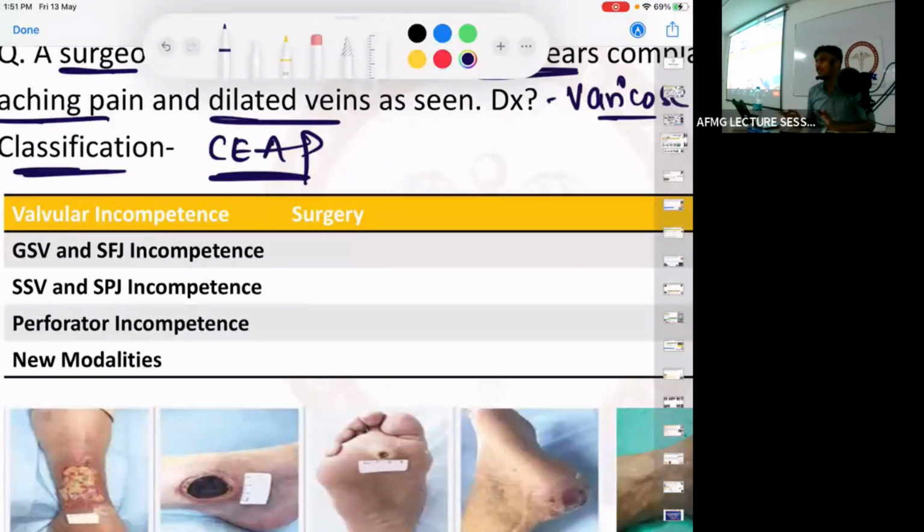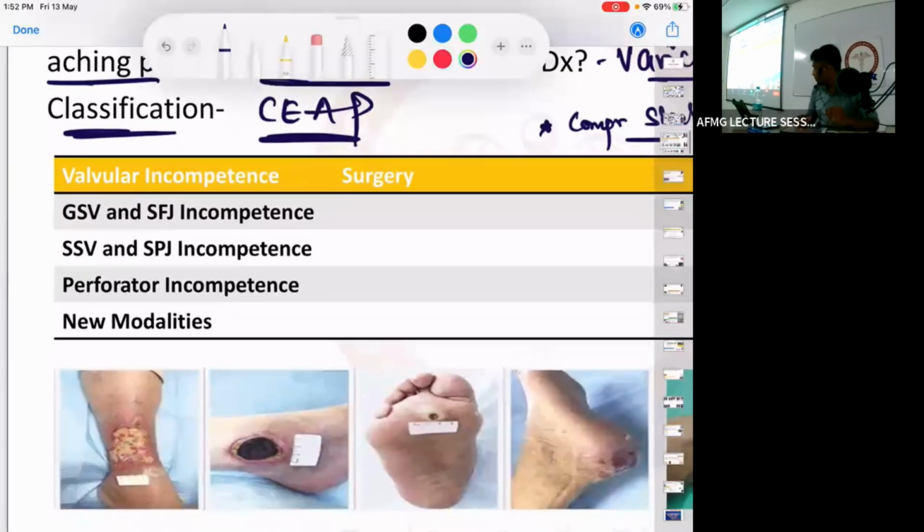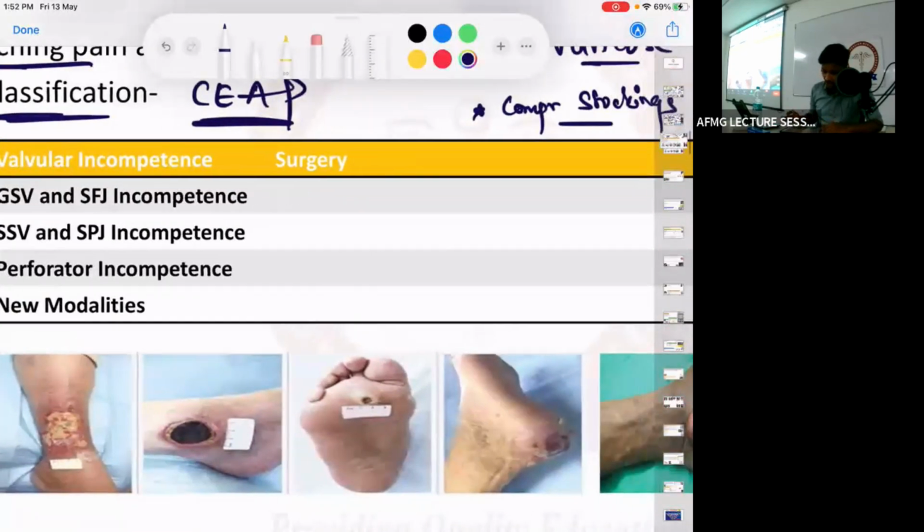Definitely, again, lifestyle modifications would be there. Compression stockings are also a very good thing to be given in cases of varicose veins. But if the patient has recurrent varicose veins, or there are very large, abnormally dilated varicose veins, then surgery is to be done. Okay, and for surgery, what should be done?